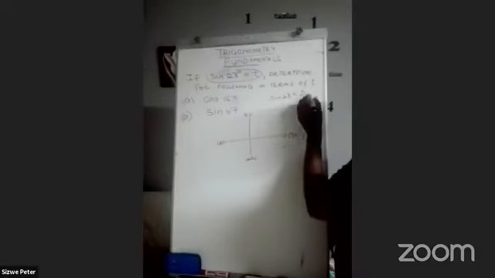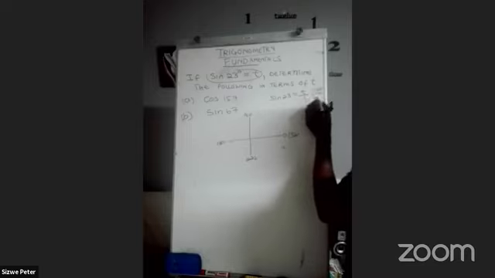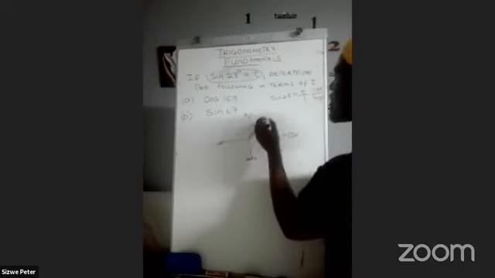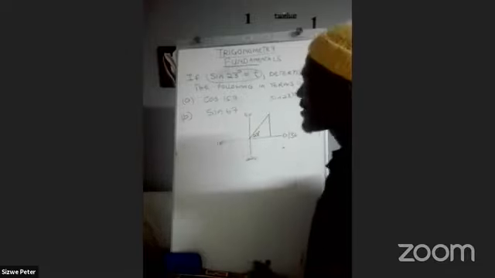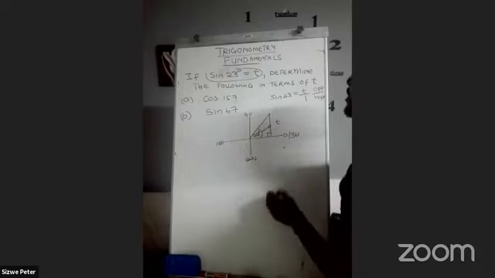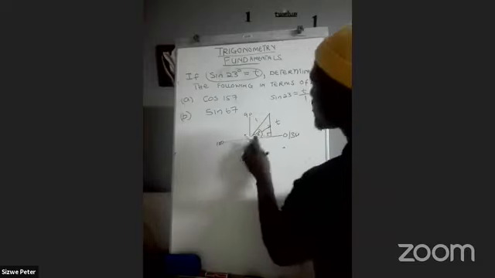So according to SOHCAHTOA, this is opposite over hypotenuse. Are we fine? Sine. But now this is 23, so I will draw this in the first quadrant because 23 is in the first quadrant. This is my opposite, which is t, and my hypotenuse is 1. Then I need to find the third side.